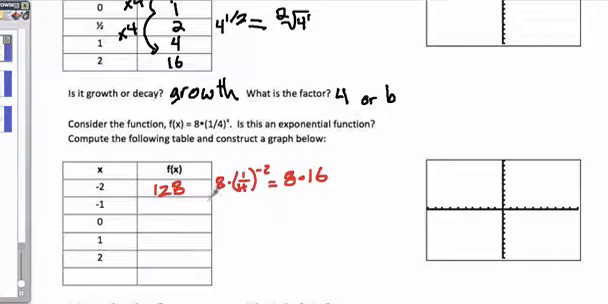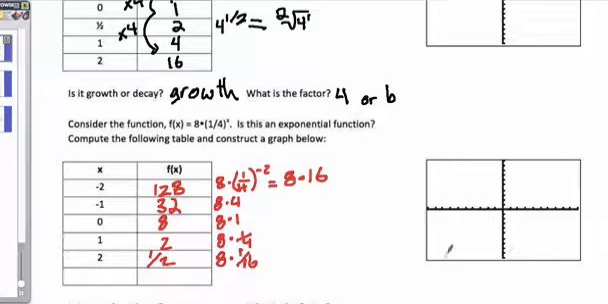All right, so do that again with -1. The -1 is just going to flip the 1/4 over, so we have 8 times 4 equals 32. Then we have 8. Well, anything to the power of 0 is 1, so this is going to be 8. And then we have 8 times 1/4 to the power of 1, so just 8 times a fourth is going to give us 2. And then lastly, 8 times 1/4 squared is 8 times 1/16. Multiply those together, 8 times 1/16, and we get 1/2.